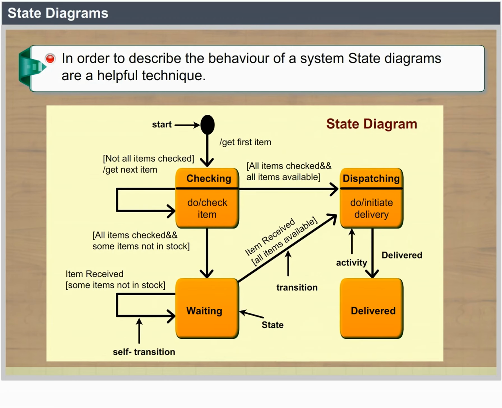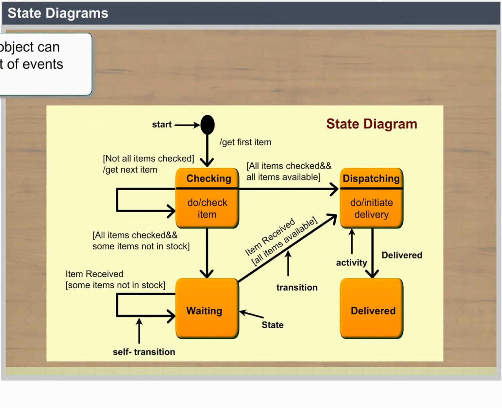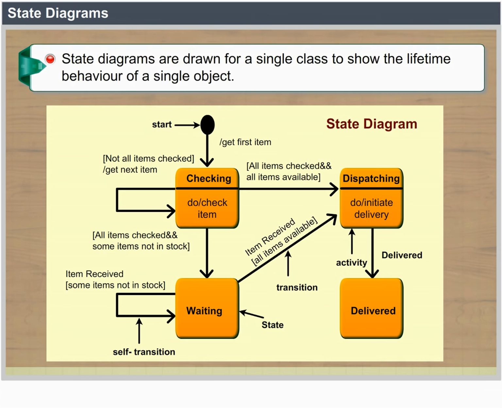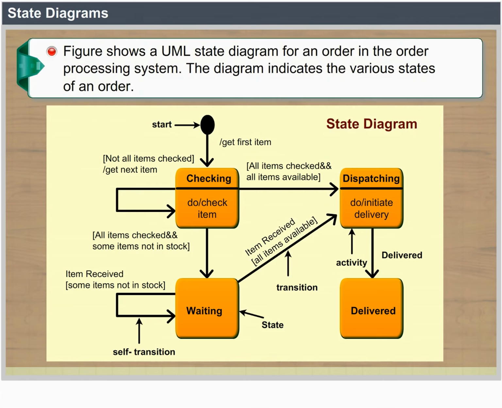State diagrams. In order to describe the behavior of a system, state diagrams are a helpful technique. They describe all the possible states that a particular object can get into and how the object's state changes as a result of events that reach the object. State diagrams are drawn for a single class to show the lifetime behavior of a single object. This figure shows a UML state diagram for an order in the order processing system.